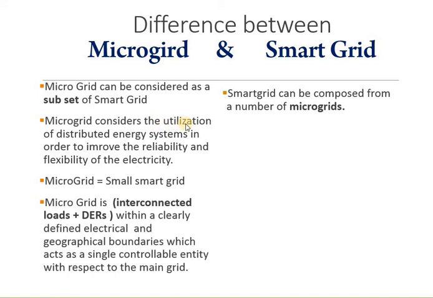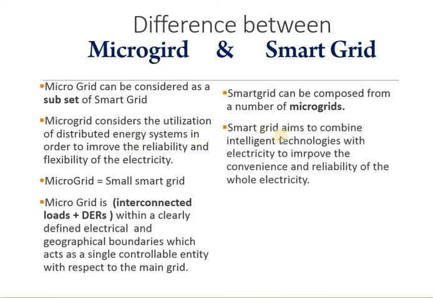A microgrid considers the utilization of distributed energy systems in order to improve the reliability and flexibility of the electricity, such as photovoltaics, wind power, geothermal, biomass, etc. Whereas a smart grid aims to combine intelligent technologies with the electricity to improve the conveyance and reliability of the whole electricity. So not only is there distributed generation in a smart grid, but also there are intelligent technologies with the electricity.